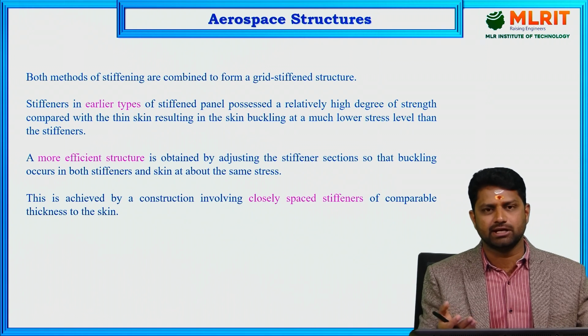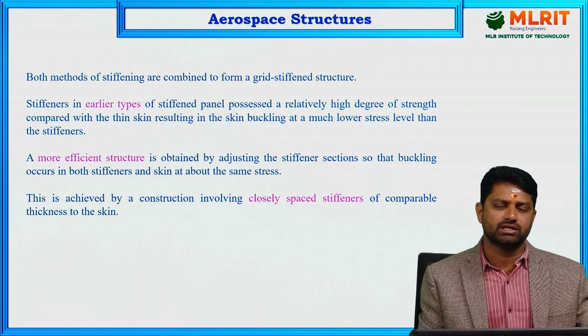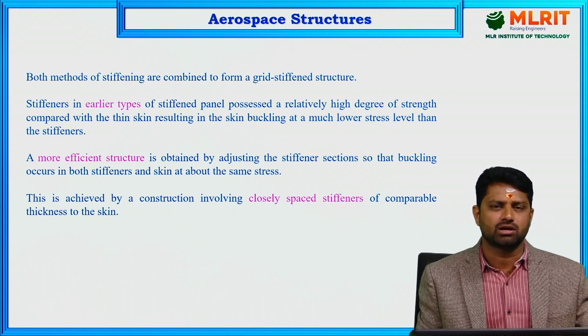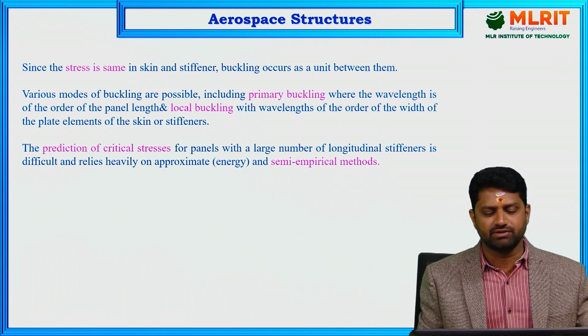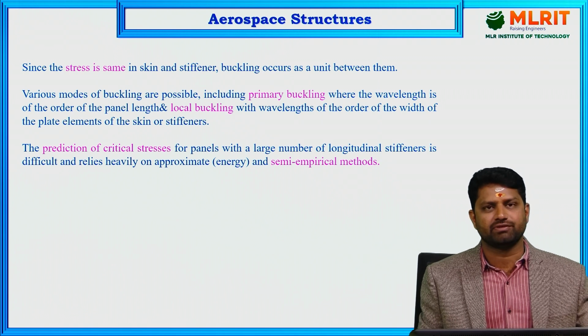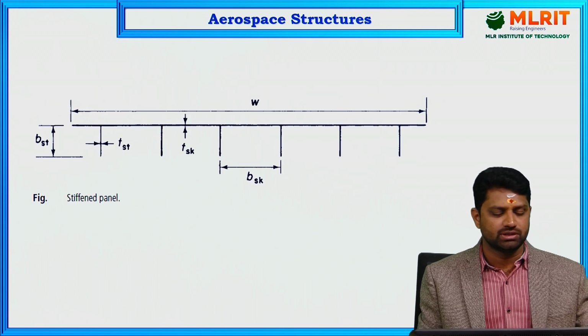Again, you may have local instability, like primary instability and secondary instability, just like a plate. But here the buckling can be delayed, and the stiffened panel is able to take more and more load than the normal plate. Since the stress is the same in the skin and stiffener, buckling occurs as a unit between them, and there are various possible modes of buckling, like primary buckling and local buckling that we have seen. The prediction of critical stresses for panels with a large number of longitudinal stiffeners is difficult, and usually relies on semi-empirical methods.